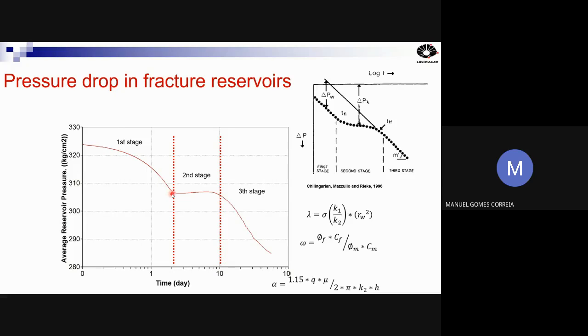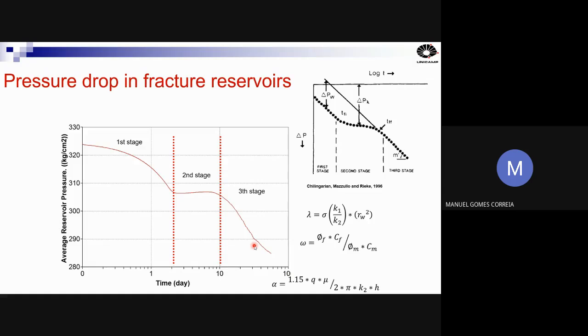Then after the water, the oil is produced from the fractures, and we have an equilibrium between the fracture and the matrix, because in this stage, the matrix is feeding the fracture, okay? That's the reason that we don't have a drop in well pressure. And then we have a third stage where both the fracture and the matrix are in equilibrium, okay? So we are producing from the matrix and at the same time from the fracture, but at the same time the matrix is feeding the fracture, okay?